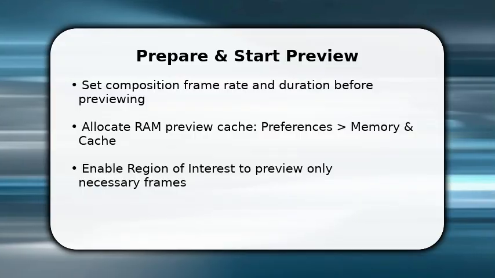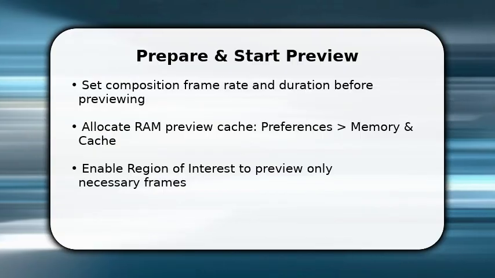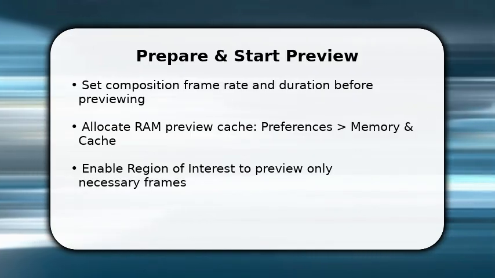You start by making sure key composition settings are deliberate: frame rate, duration, and work area. Once done, allocate RAM cache and preferences memory and cache so previews play back smoothly. You should also enable region of interest and shrink the work area to the section you need. This reduces RAM use and speeds up playback.